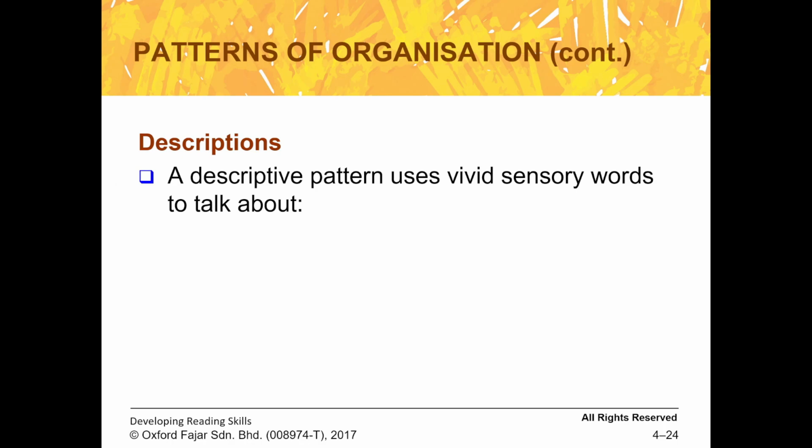Descriptions. The descriptive pattern uses vivid sensory words to talk about people, places, things, and ideas. You are describing a person or a place or things or ideas. So you use adjectives, adverbs, those descriptive words that show the particular thing that you want to talk about. Okay?